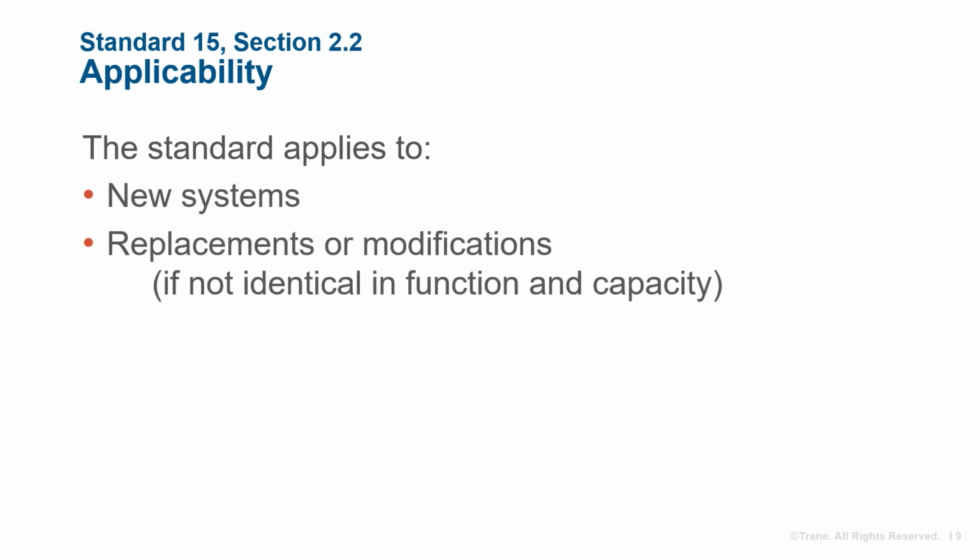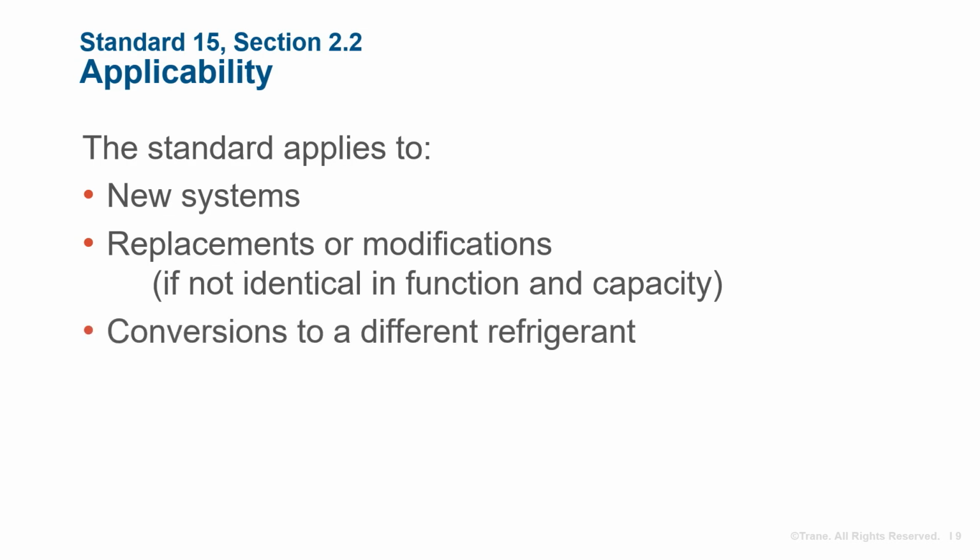The rest of Standard 15 details the design and installation requirements for all types of refrigeration systems, from a small window air conditioner up to a large water chiller. It applies not only to newly installed systems, but also to replacements or modifications if they change the function or capacity of the system. And it even applies to conversions to different types of refrigerants.